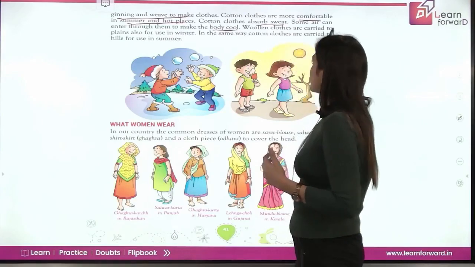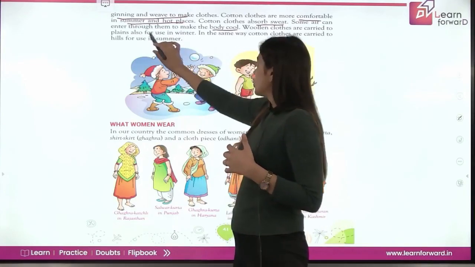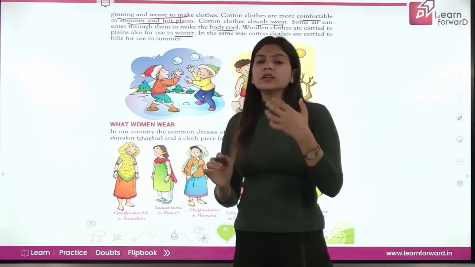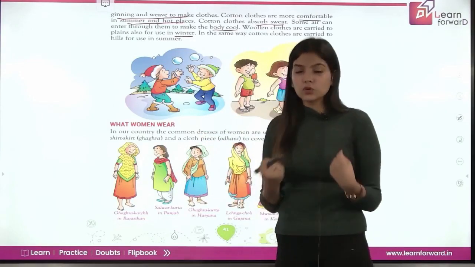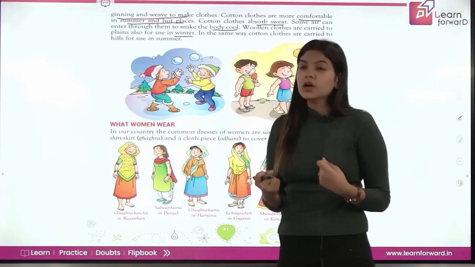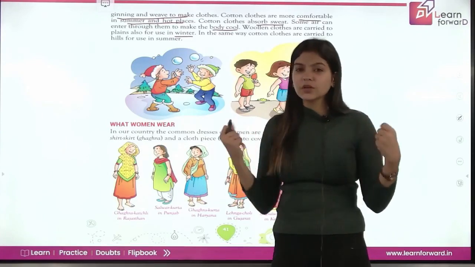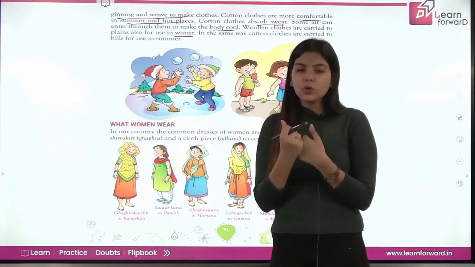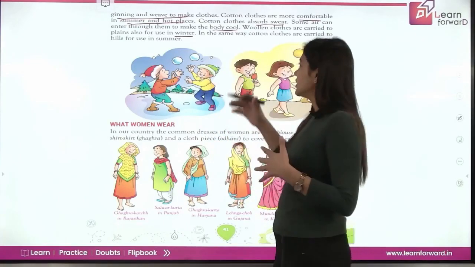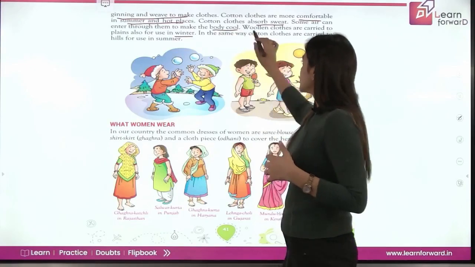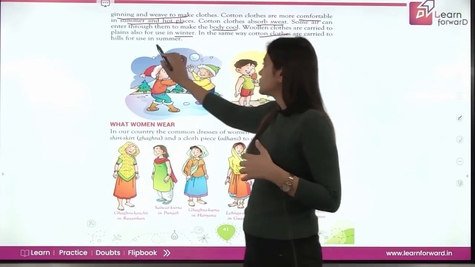And woolen clothes are carried to the plains for use in winter. So in the northern places we experience winters and extreme cold, and extreme hotness also, right? So in winters we need something woolen to cover our body. We get the woolen clothes from the hilly areas to the plains. In the same way cotton clothes are carried to the hills for use in summer.